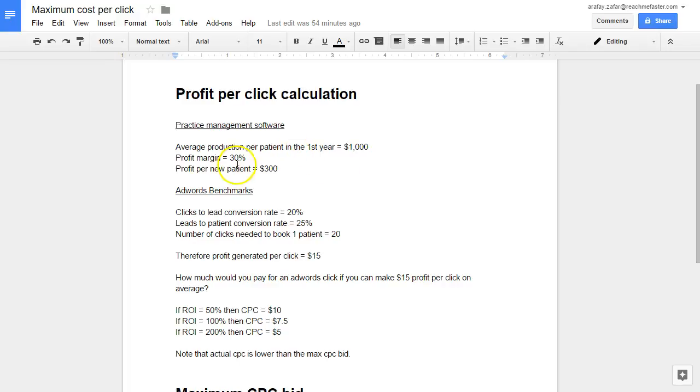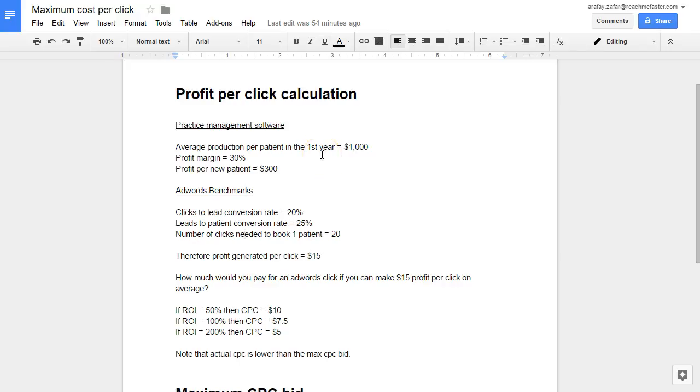You take a 30% profit margin, 70-30. That is basically again an average production profit margin in a general practice, and then you get profit per new patient is $300. This is the profit a new patient generates when they enter your practice.